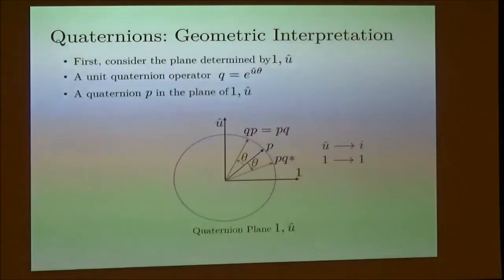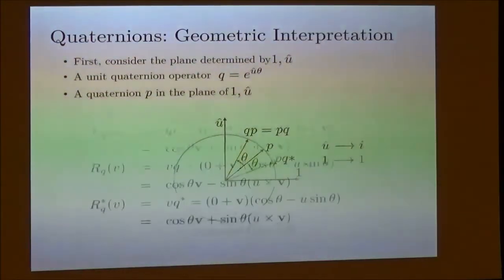Let's see what happens with the right conjugate multiplication. So if you multiply P with Q conjugate on the right-hand side, well, in this case, because Q conjugate is going to have a negative vector term, it's going to rotate in the negative theta direction, or along the clockwise direction. So the two multiplications have different effects in this plane.